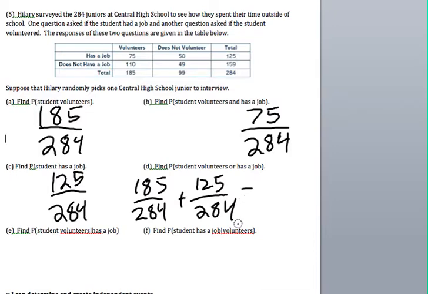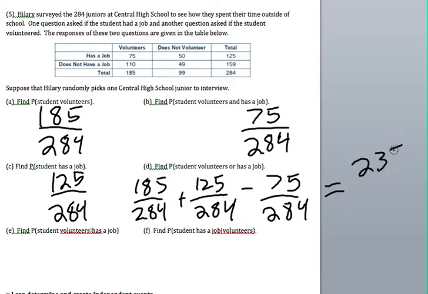Sorry, I accidentally wrote an equal symbol. Some people volunteer and they have a job, so they were counted twice. And actually, we already know from Part B, it's 75 people that are both volunteering and having a job. So those are our double counted people, or our people that were counted twice. So we need to subtract 75 to make up for that. And we'll get our new probability. And it's 235 out of 284 people.